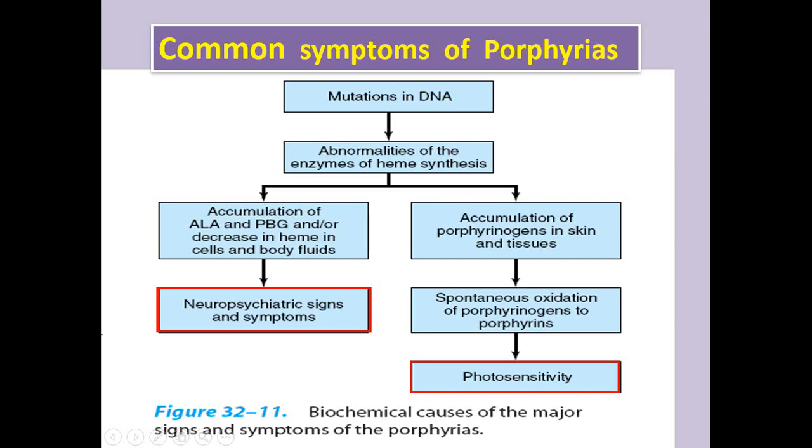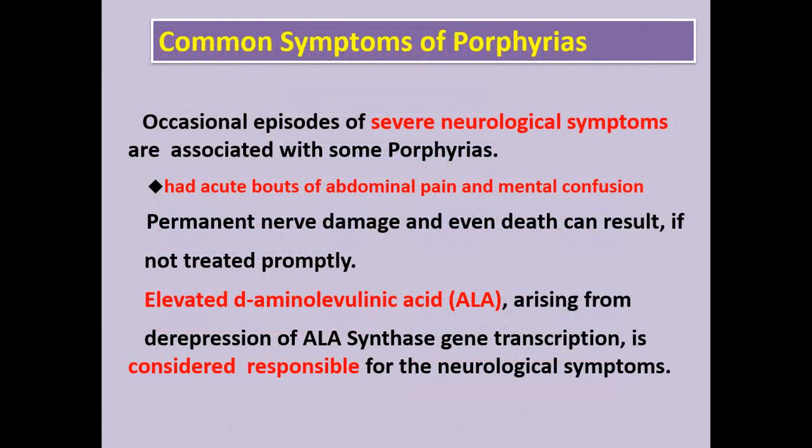But when porphyrinogens are accumulated in the skin or in the tissues, then spontaneous oxidation leads to photosensitivity. So, a person with porphyria can present with two basic problems: neuropsychiatric signs and symptoms or photosensitivity, depending on the enzyme deficiency. Common symptoms of porphyria.